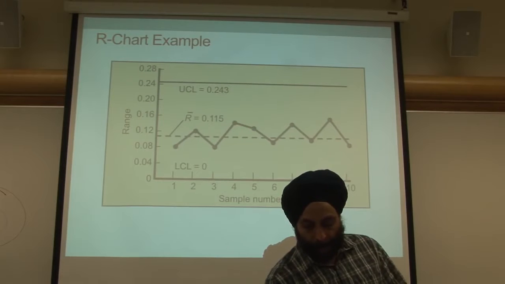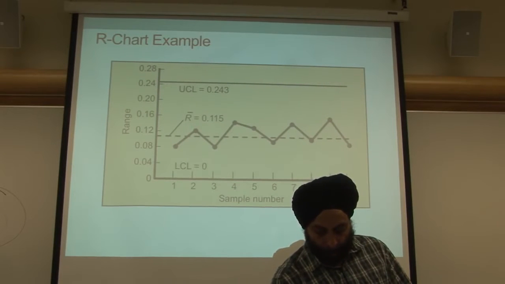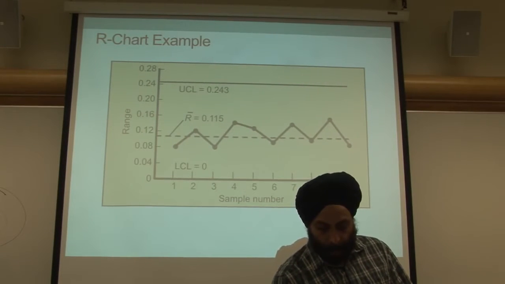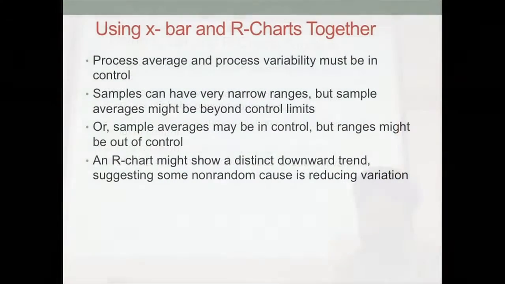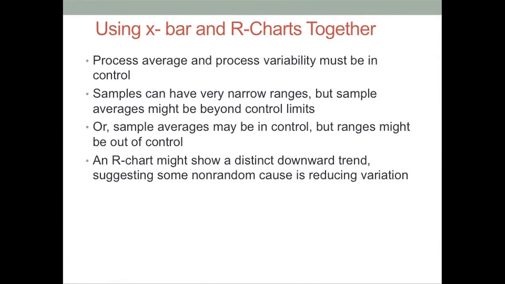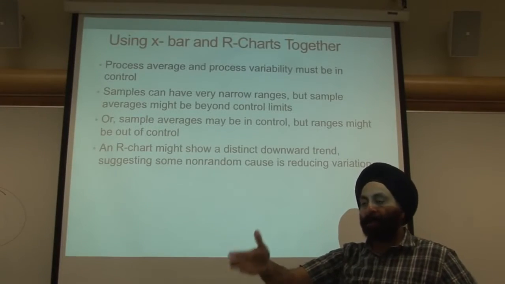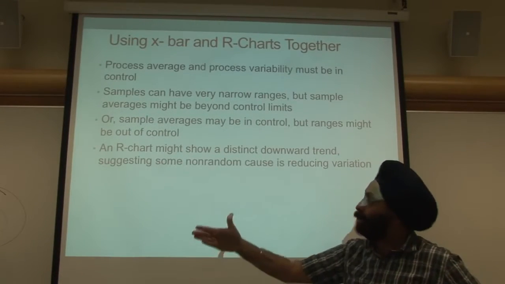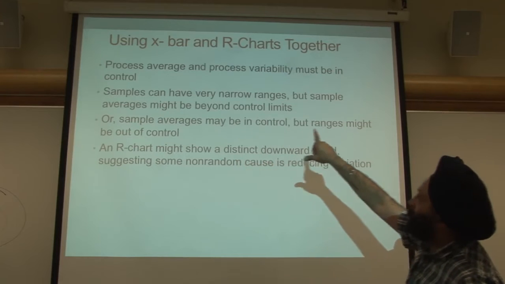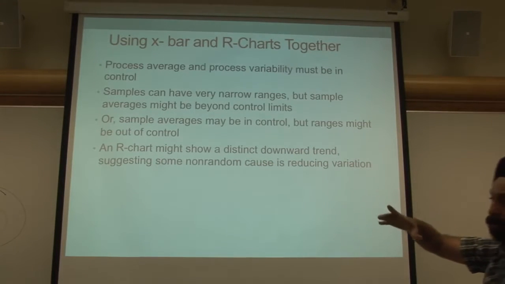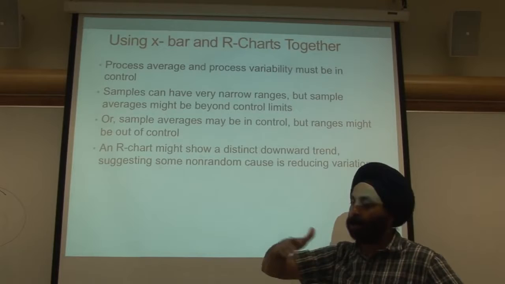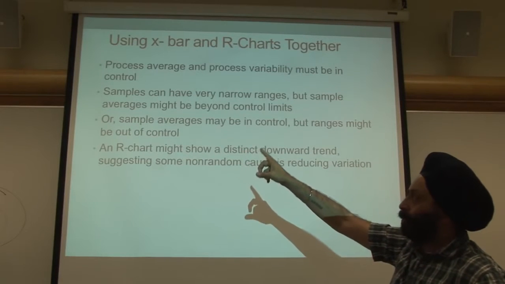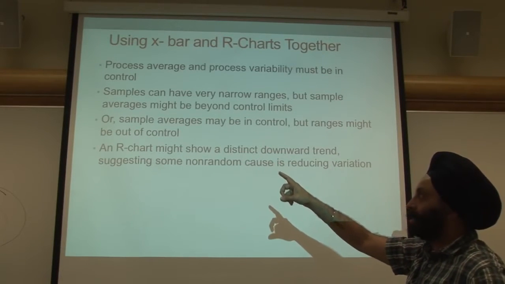So these two charts have to be used together in many cases, because you can't really make sense of averages without the range. So process average and variability must be in control. Both of them have to be controlled in order for the process to be listed as in statistical control.